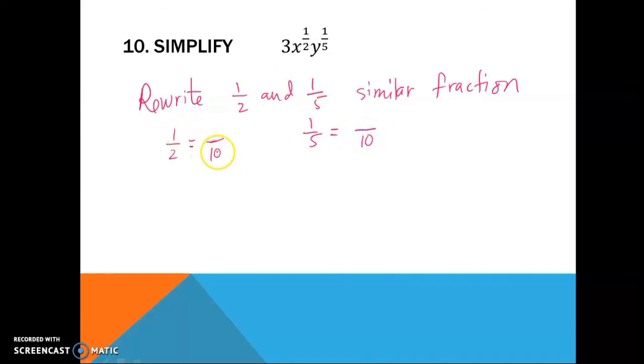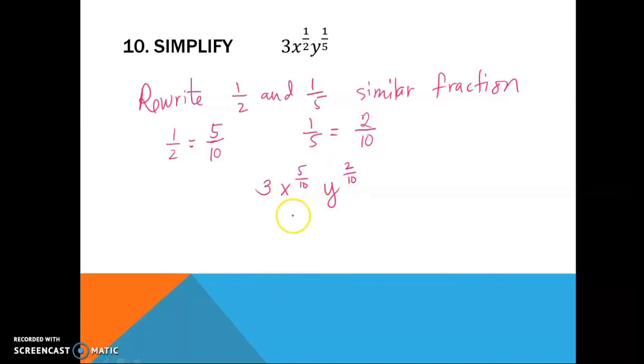Okay. So, 10 divided by 2 is 5. 5 times 1, 5. Okay? Next, si 10 divided by 5 is 2. 2 times 1, 2. Okay? So, itong expression na to, pwede na natin siyang isulat as 3x raised to 5 over 10, y raised to 2 over 10.